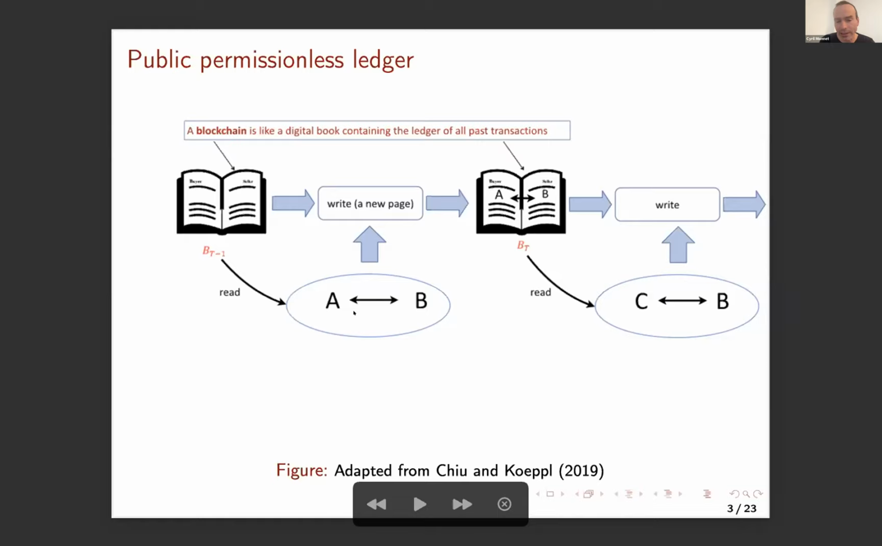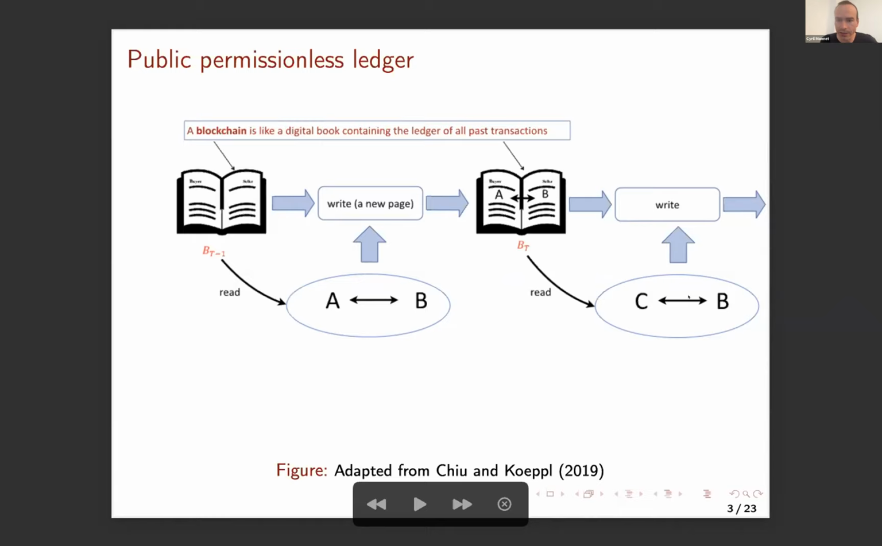Once Alice verifies Bob's ownership, they can trade and then they can write a new page. On this new page of the blockchain is going to be written that Alice and Bob traded and how many Bitcoin they traded. So then when Bob meets Carol, they are going to want to trade again. Carol is going to be able to read the past transactions of Bob, and whether, again, Bob has the Bitcoin that he claims he has, and so on and so forth.